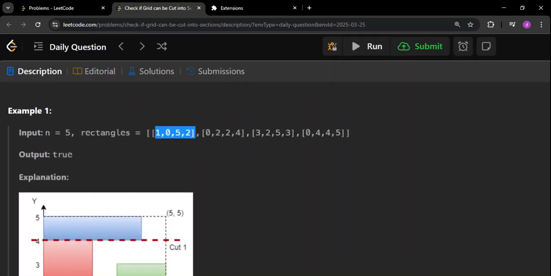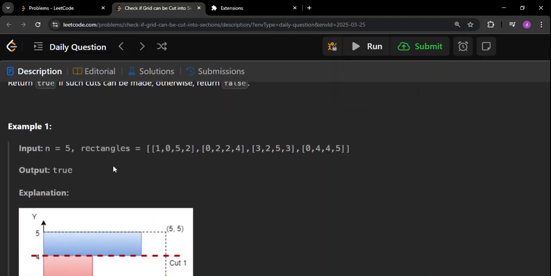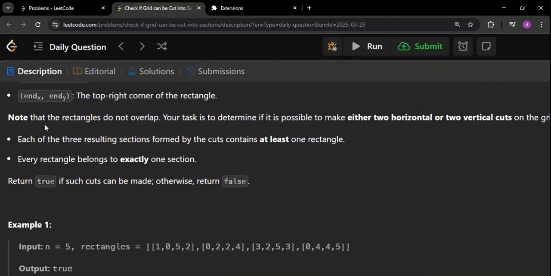Basically, they are giving you the coordinates of two of the corners. Okay, first one is the left bottommost corner, and the second is the top rightmost corner. Okay, as simple as that. After that, see, the question is very simple here. They are saying that, note that, the rectangles, the way they are given, are not going to overlap each other.